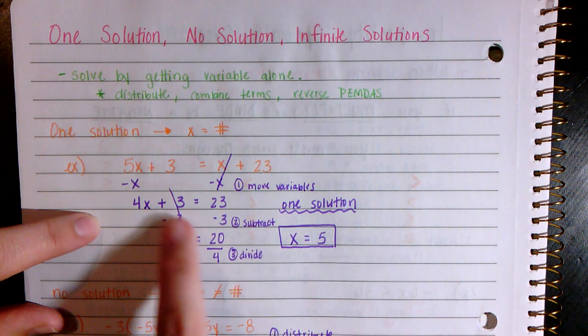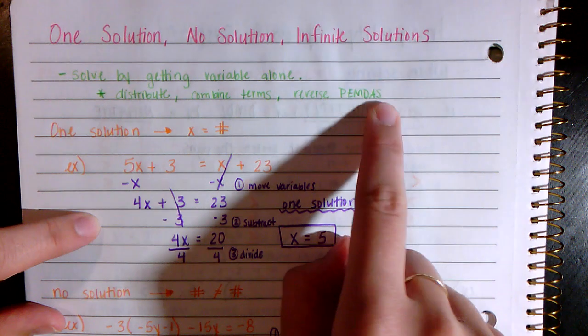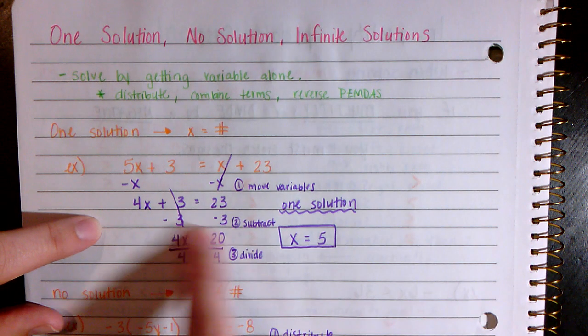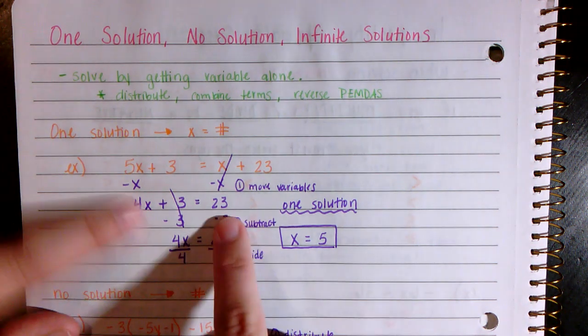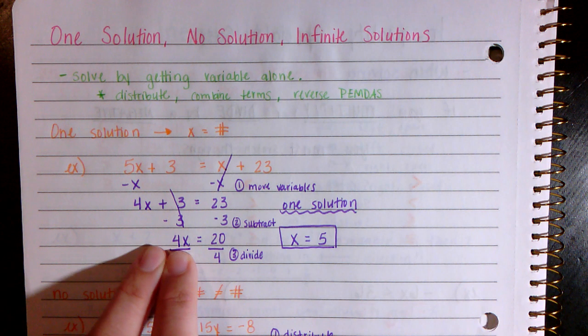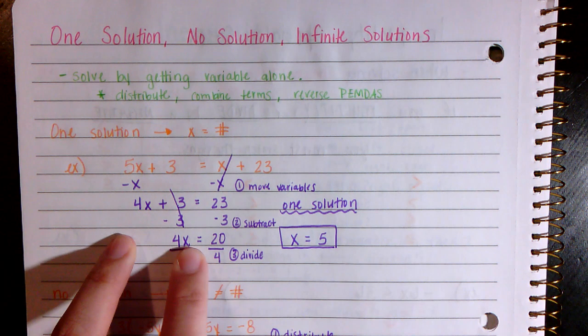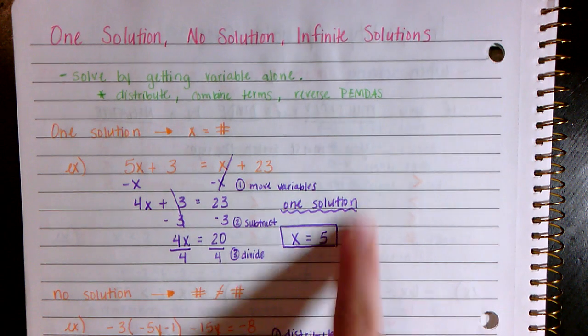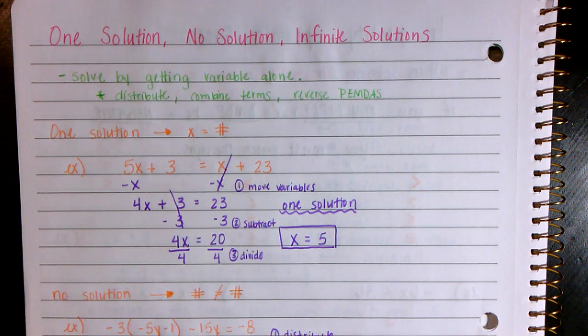The second step, I'll subtract this constant away, because remember, we want to do PEMDAS backwards. So the opposite of plus 3 is minus 3. Do that to both sides. And then I bring down 4x equals 20. And then I have to get rid of this 4 that's being multiplied to this x. So I divide by 4 to both sides. That's my last step. And I get x equals 5. So that's just one solution. X is one number. X is 5.